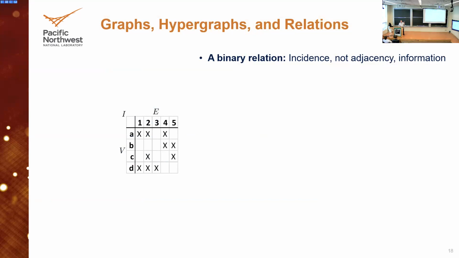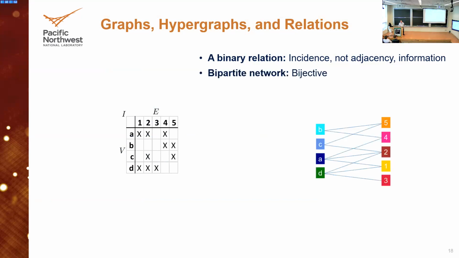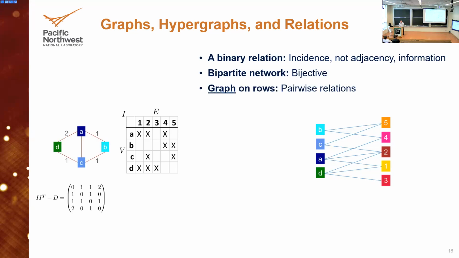So I've got graphs, hypergraphs, and relations. I start off with the idea of a binary relation. Notice again, that's an incidence matrix, not an adjacency matrix. It's two different things against each other, the vertices against the hyperedges in my incidence matrix I. We know that we can represent that also as a corresponding bipartite graph. Those are bijective as objects, and now we've shown that they're functorial as categories.